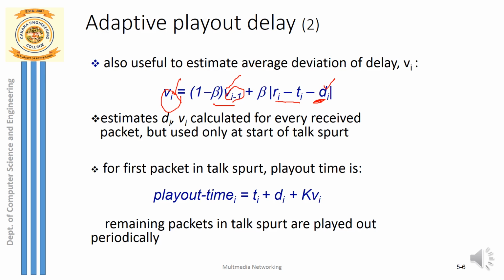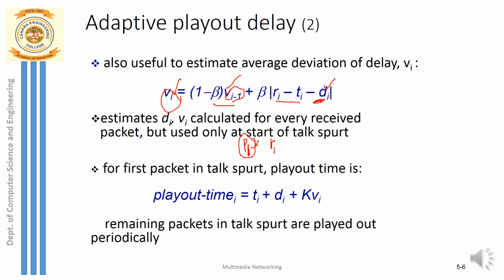So now we have calculated Di and Vi, and we calculate this for each and every packet that you have received. And as per the algorithm, as I already said, all your delays here are adjusted by keeping the first packet as reference. You received the first packet at time R1, and the first packet was sent at time T1. Now you have to fix the playout time.